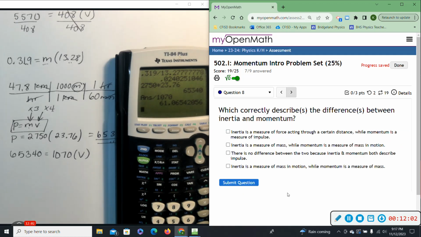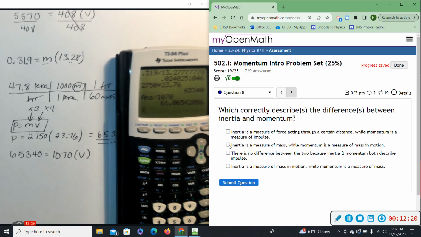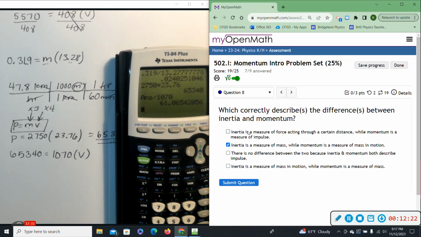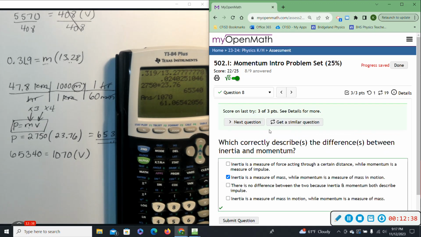Question 8 says, which correctly describes the differences between inertia and momentum? Our options here say inertia is a measure of force acting through a certain distance, while momentum is a measure of impulse. That is just incorrect. The second option says inertia is a measure of mass, while momentum is a measure of mass in motion. Those are the definitions that you were given in class, so we're going to check that box. The third says there is no difference between the two. Nope, that is definitely not true. And the last one says inertia is a measure of mass in motion, while momentum is a measure of mass. That is backwards.